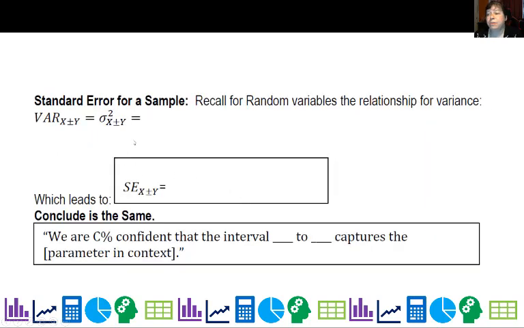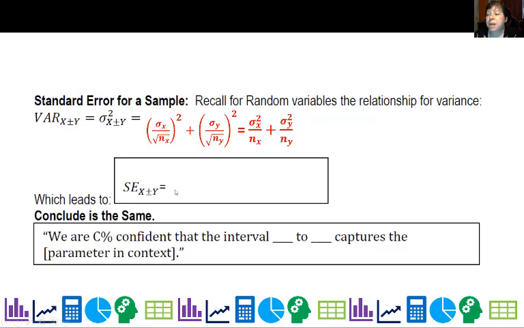Standard error for the sample. So there are some slight changes here too. Basically, recall that if I have two independent variables, whether added or subtracted, I add their variances. So I get this, because for each sample it should be the population standard deviation over the square root of the sample size. You square that, and you end up with the population standard deviation squared over the sample size for both of them.